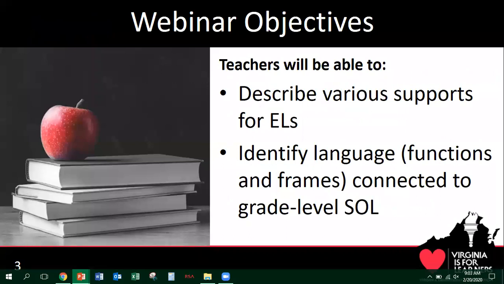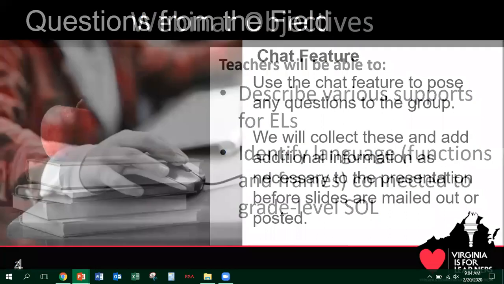So the specific objectives, twofold in terms of what you will be able to do as a result of the webinar: describe those various supports for English learners that we'll go through, and then identify the language, specifically language functions and some sentence frames or language frames connected to your grade level SOLs. And we'll get into what I mean by functions and frames in the webinar.